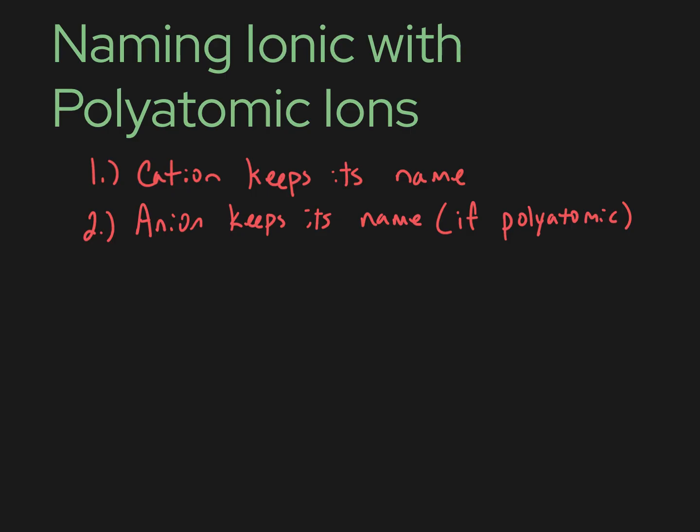So it's quite simple, really. You just read what you see. The cation keeps its name. The anion, if it's polyatomic, keeps its name. And then that's it. That's naming with polyatomic ions. Let's take a look at some examples.